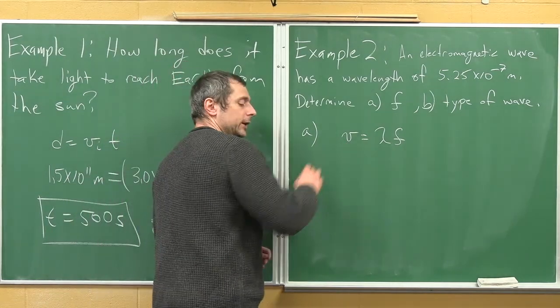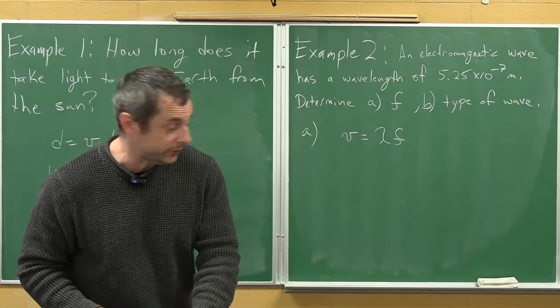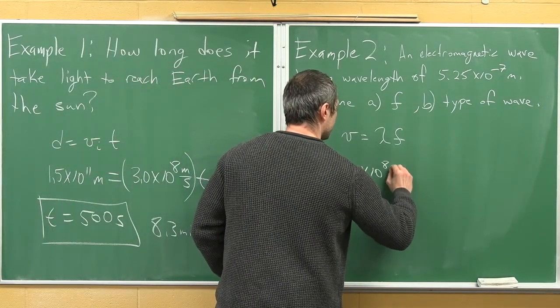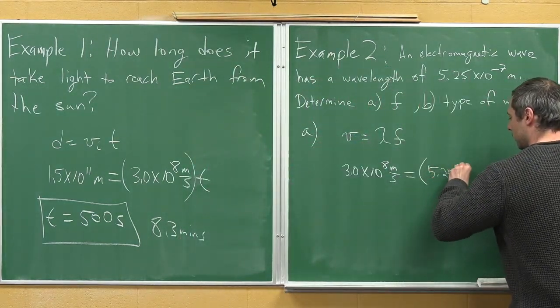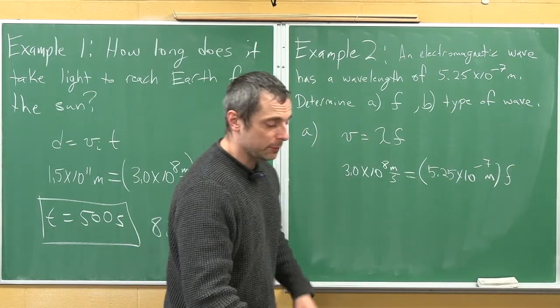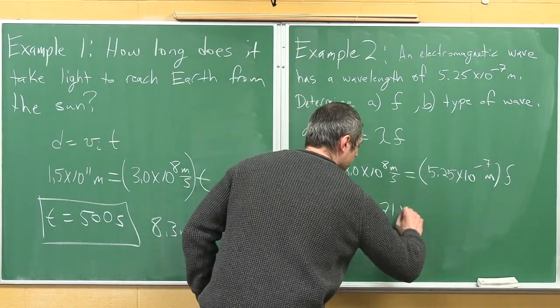The speed of light, or speed of any electromagnetic wave, we get from the front cover, 3 times 10 to the 8th. Of course, we need the units. The wavelength, frequency unknown. We divide by that 5.25 times 10 to the minus 7th, and we get a frequency of 5.71.